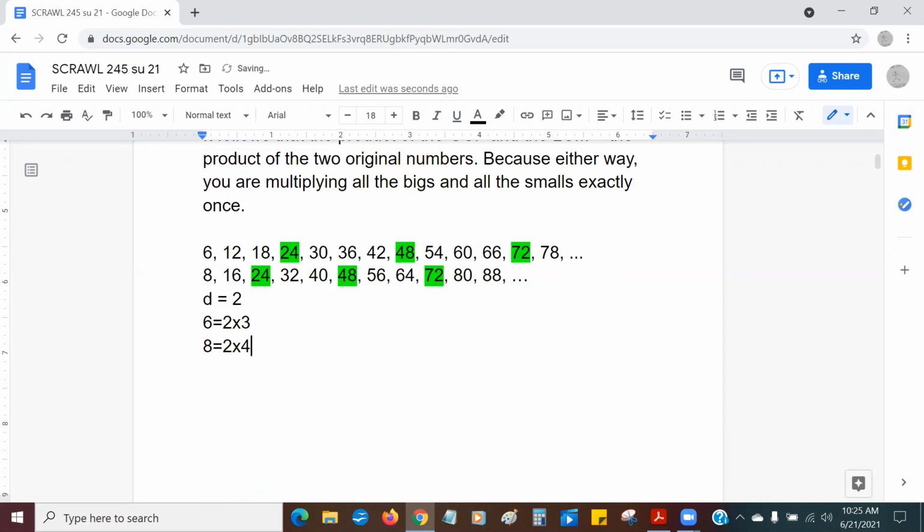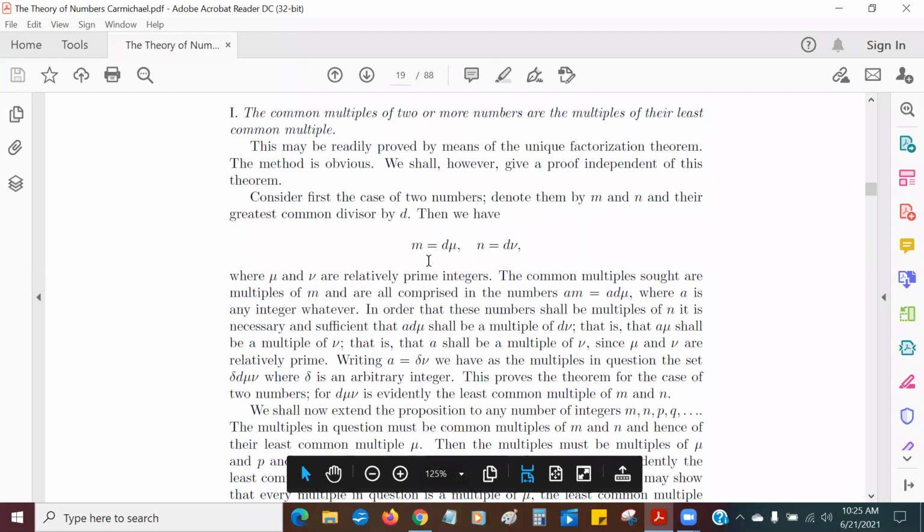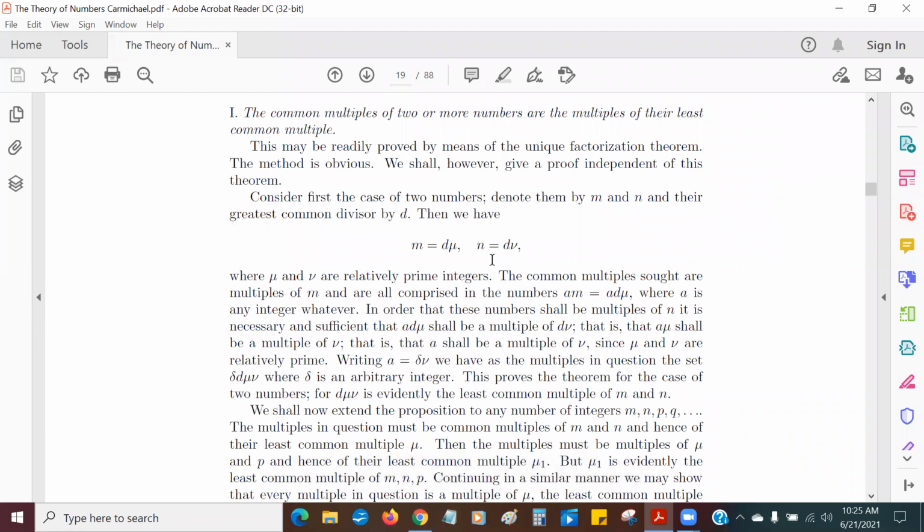And that's what we're saying here. So M is equal to d times mu, and N is equal to d times v. Notice that mu and v are going to be relatively prime because any common factor is absorbed into d, and mu and v have no common factors left. So the common multiples of M and N are numbers of the form a times M. But M is equal to d mu, so it's a d mu, and a is any integer.